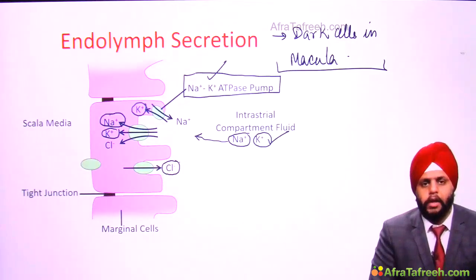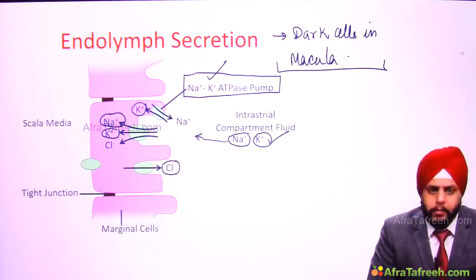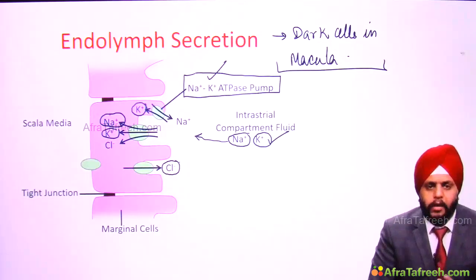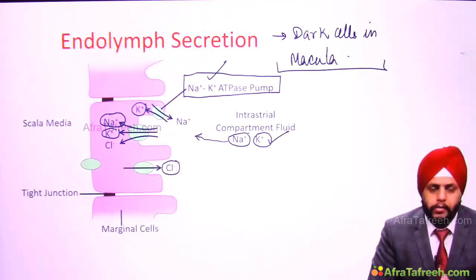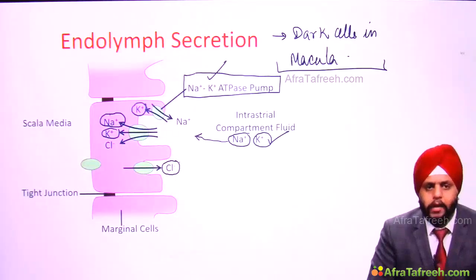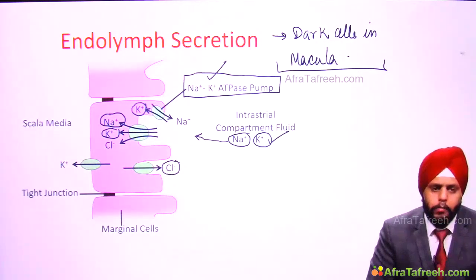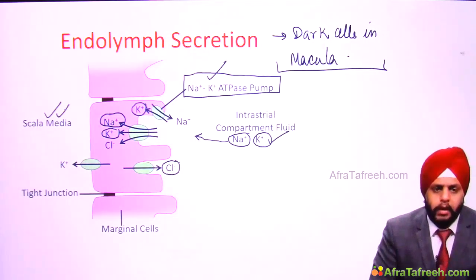So as you can see over here, this sodium potassium ATPase pump is placed at a very clever position in the marginal cells. It is throwing out all the sodiums and it is collecting all the potassium inside the marginal cells. So marginal cells are very, very high in potassium, and then this potassium is secreted into the scala media by a special potassium channel. Okay, so this potassium channel secretes all the potassium into the scala media. So therefore the scala media is extremely high in potassium content.